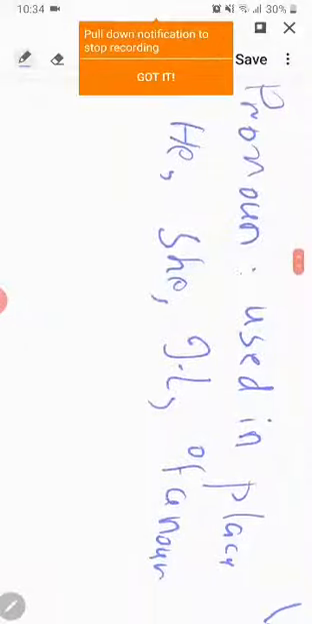The second part of speech is pronoun, and it is used in place of a noun. A pronoun is a word that is used in place of a noun, like he, she, and it.